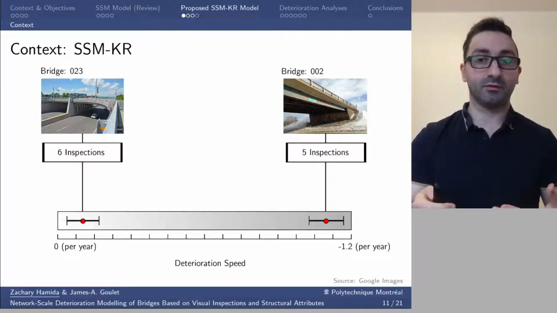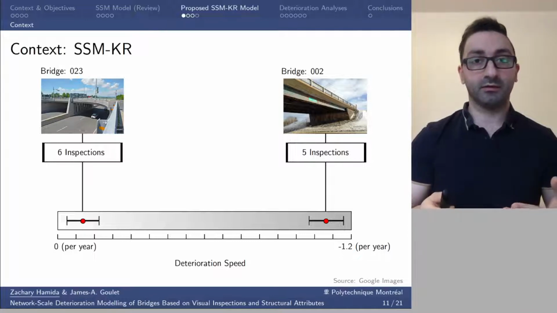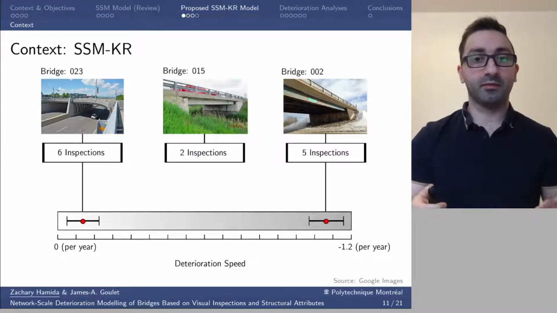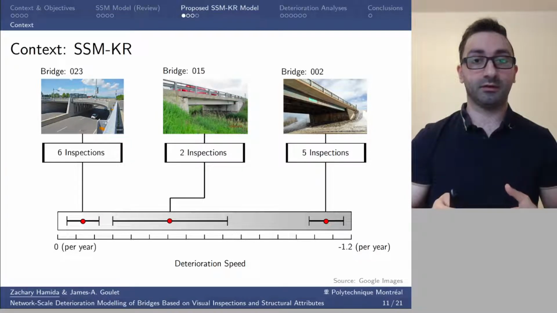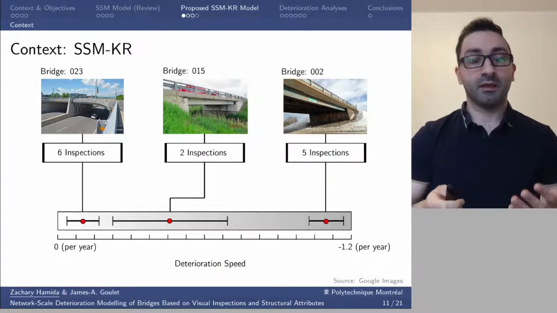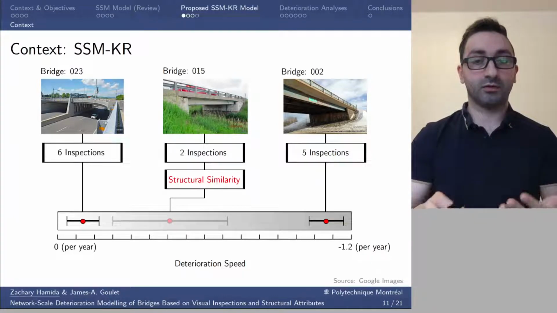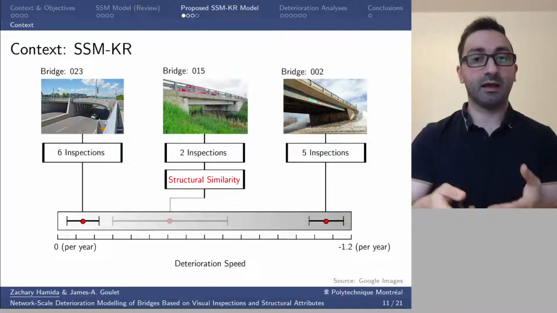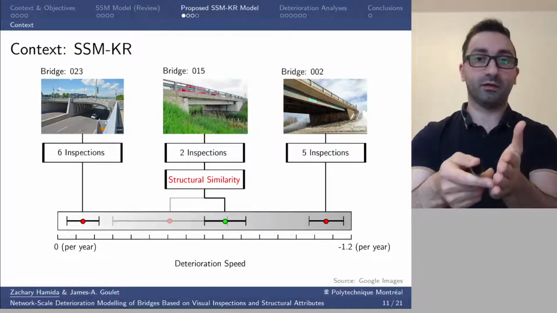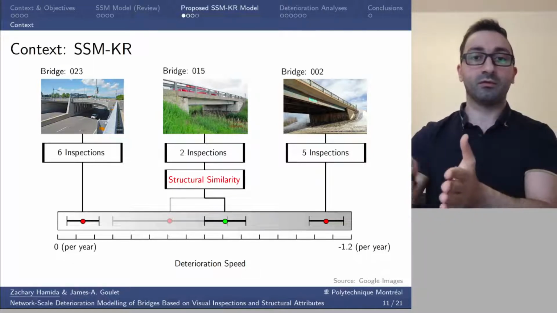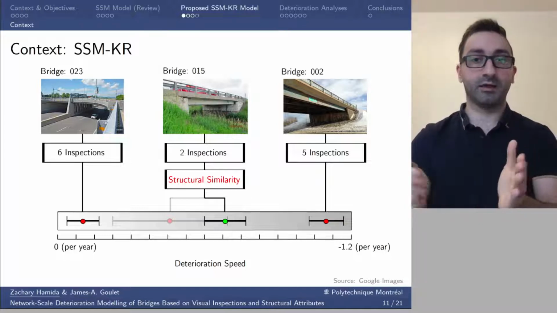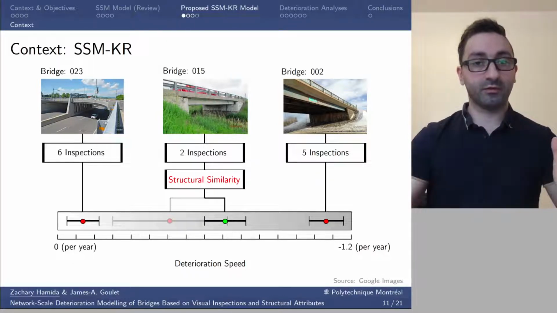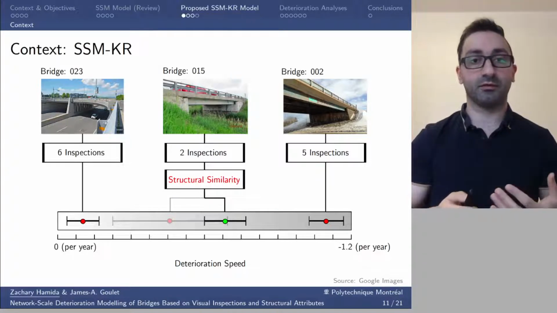Now, if I take another case, bridge 015, this bridge has been inspected 2 times, so my estimate for the deterioration speed would have really large uncertainty around it. And the idea here is, can I use the structural similarity in order to update my deterioration speed estimate such that I can have a more reliable estimate? In this case, we can see that bridge 015 is probably more similar to bridge 002. That's why my estimate for the deterioration speed might shift in that direction. And by leveraging this information, I would have a lower uncertainty around my estimate for the deterioration speed.